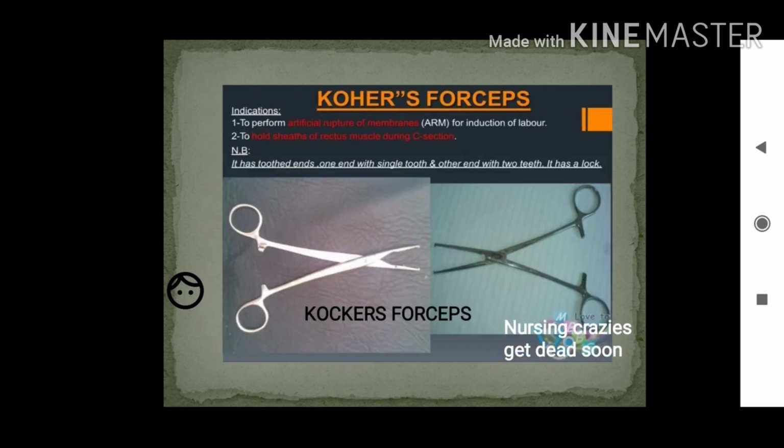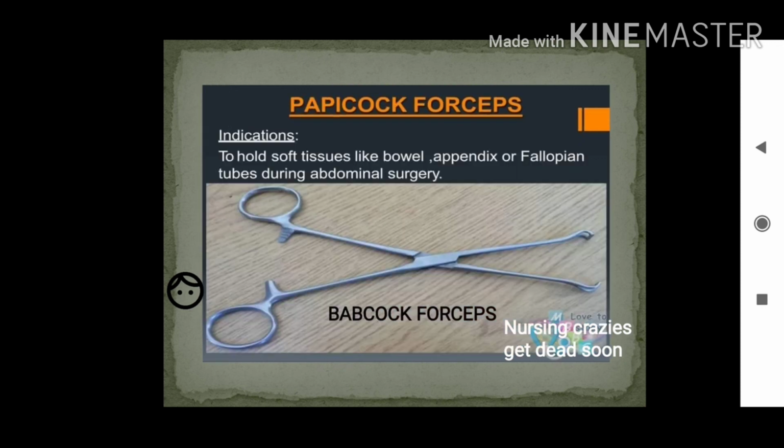It has a lock. Next one is Kocher's forceps. This is also a very commonly used instrument. The indication of this forceps is to perform artificial rupture of membranes for induction of labor. The next is to hold the sheath of the rectus muscle during cesarean section. That is also one of the indications of Kocher's forceps. It has two ends, one end with a single tooth and the other end with two teeth. It has a lock. The next is Babcock forceps.